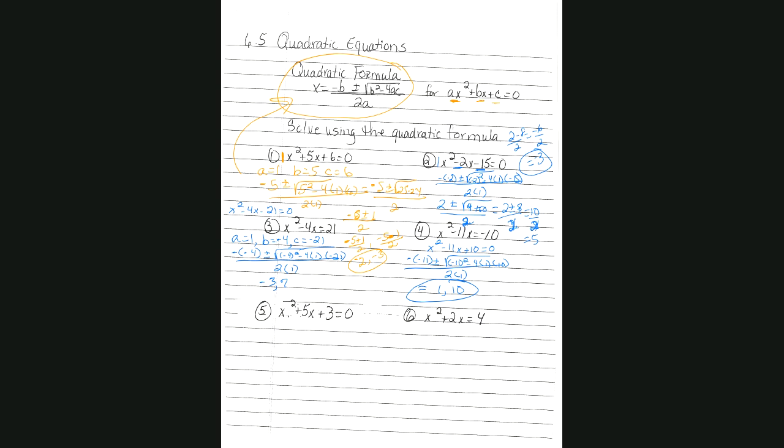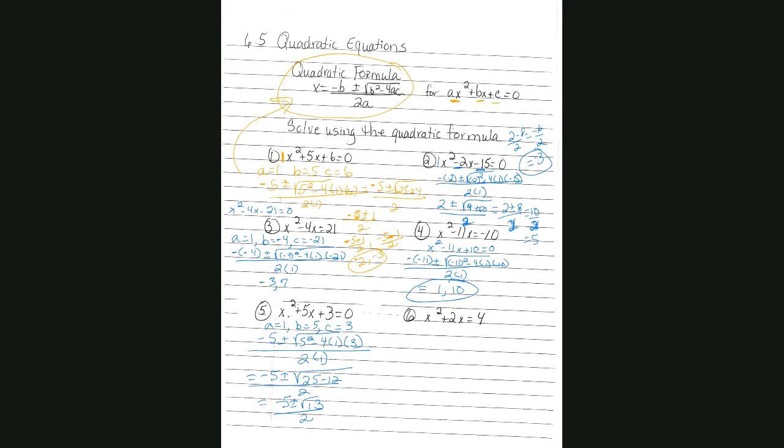All right, so number 5. A equals 1, B equals 5, and C equals 3. So we have negative B plus or minus the square root of B squared minus 4 times A, which is 1, times C, which is 3, all over 2 times 1. This gives you negative 5 plus or minus the square root of 25 minus 12 over 2. So this is negative 5 plus or minus the square root of 13. And sometimes you can leave the square root of 13 over 2.